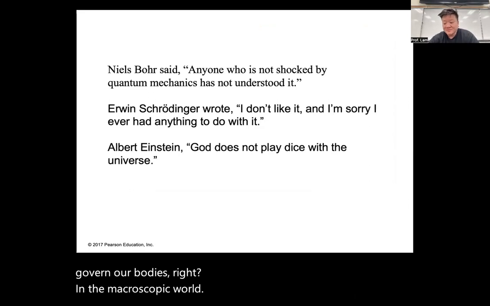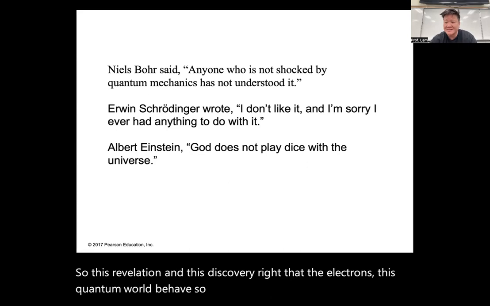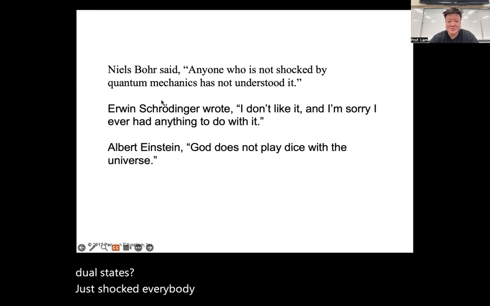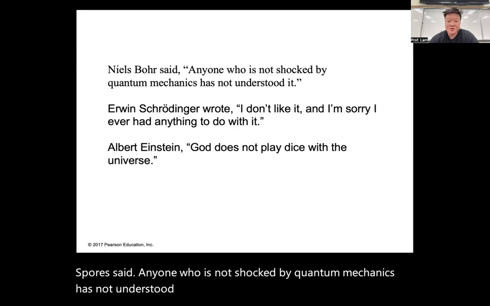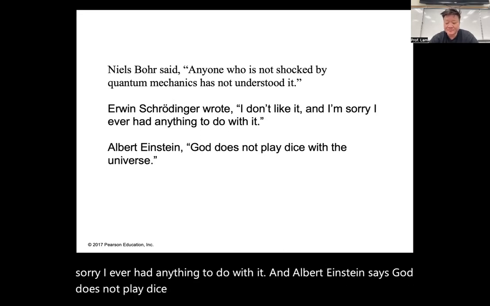So this revelation and this discovery, right, that the electrons, this quantum world behaves so differently and the electrons can exist in dual states, just shocked everybody. And so this is what they said about it. Niels Bohr said, anyone who is not shocked by quantum mechanics has not understood it. Schrodinger wrote, I don't like it, and I'm sorry I ever had anything to do with it. And Albert Einstein says, God does not play dice with the universe.